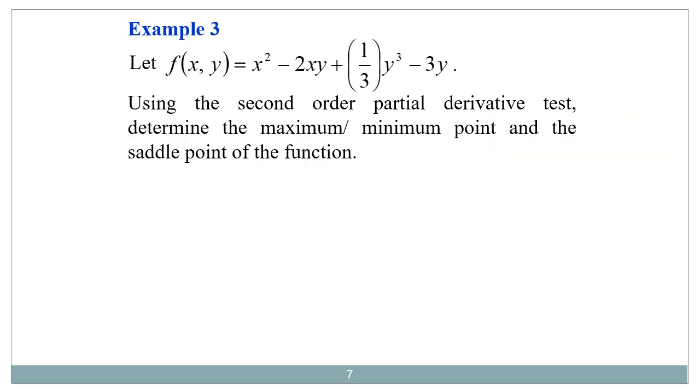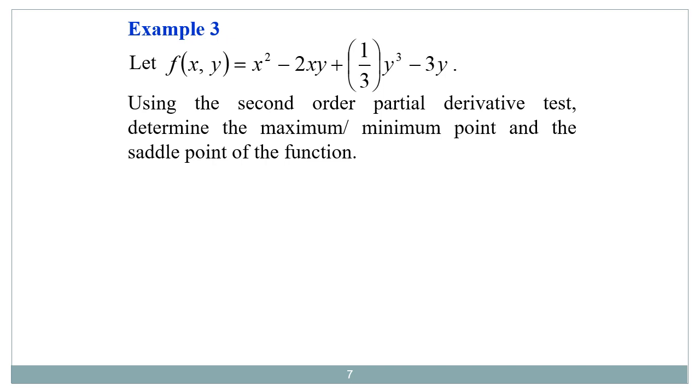Okay. So example 3. Let f of x, y equal to x squared minus 2xy plus 1 over 3 y cubed minus 3y. Using the second order partial derivative test, determine the maximum point, minimum point and saddle point of the function. So what we need to do is the same steps as example 2. First, find the points. After that, determine the nature of each point.